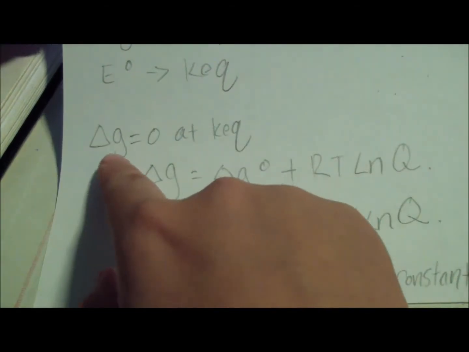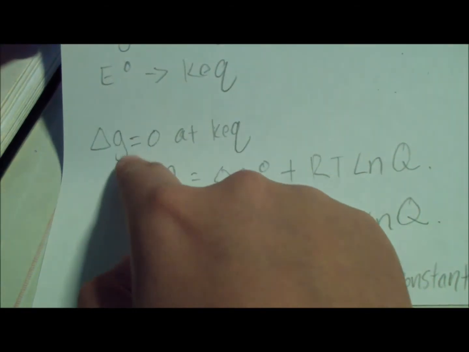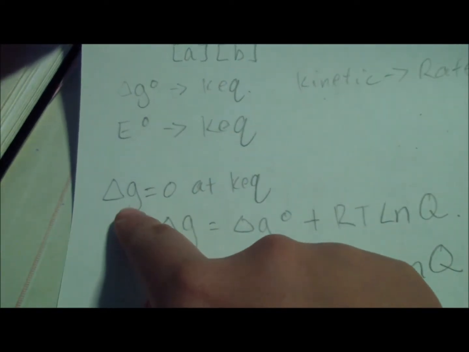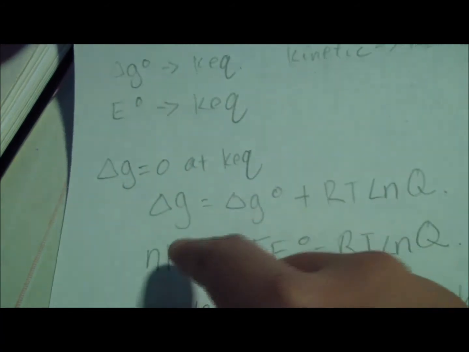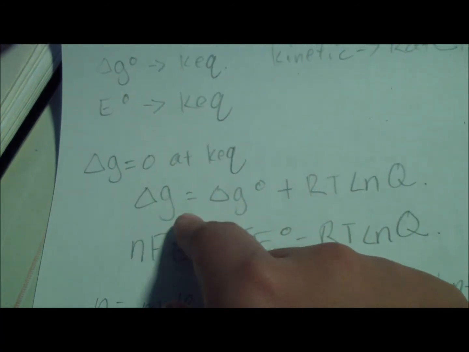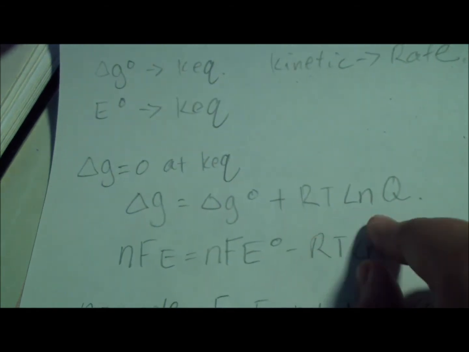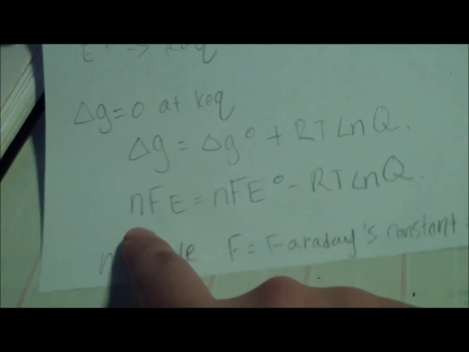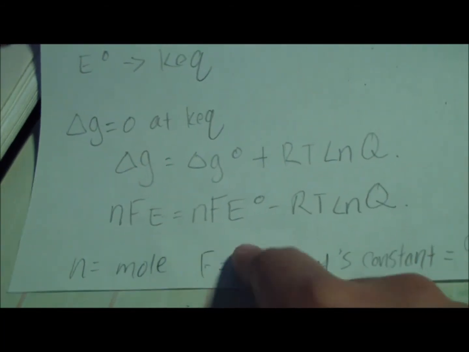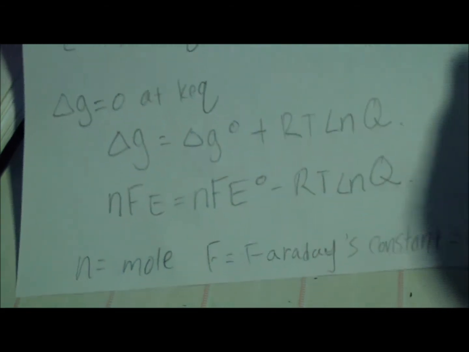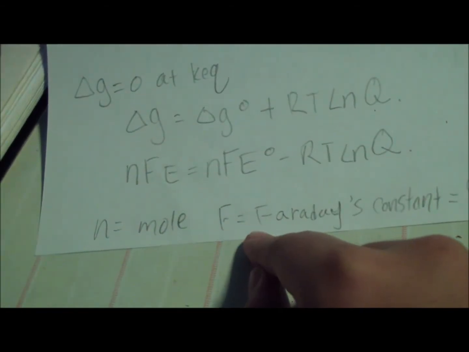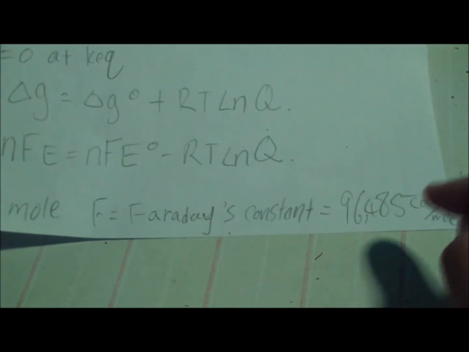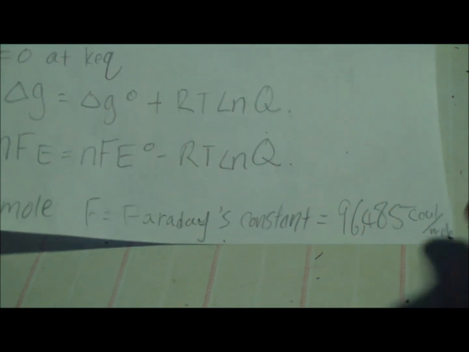Okay, so at delta G, it doesn't have the circle on top, so right here we call it delta G naught. Right here we call it delta G. Okay, when delta G goes to 0, it's at KEQ. So right here is the equation: delta G equals delta G naught plus RT ln Q. Okay, so the Q you will get from here, and you can solve for it. Then here will be nFE equals nFE naught minus RT ln Q. So the n here stands for moles, F equals Faraday's constant, which would be 96,485 coulombs per mole, okay?